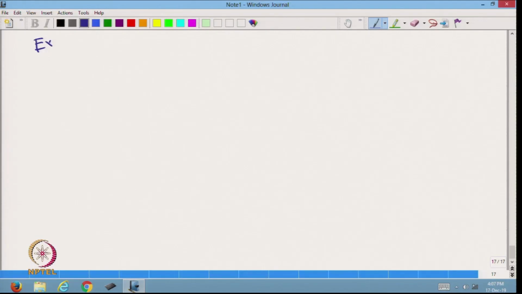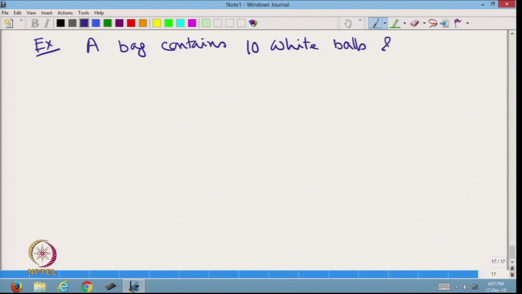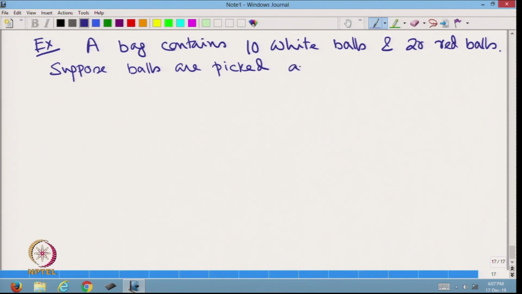For example, consider the earlier problem. A bag contains 10 white balls and 20 red balls. Suppose balls are picked at random with replacement.